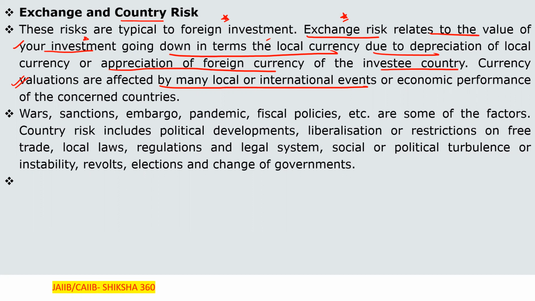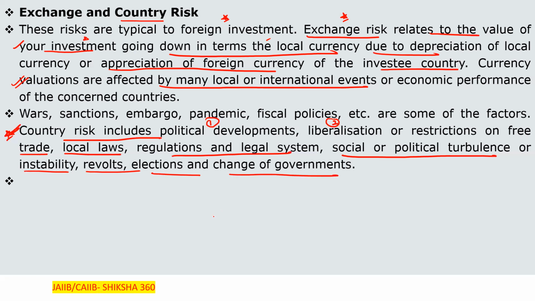Further, that is the country risk. Country risk includes political developments, liberalization or restriction on free trade, local laws, regulations and legal system, social or political turbulence or instability, revolts, elections and change of governments. Clear?